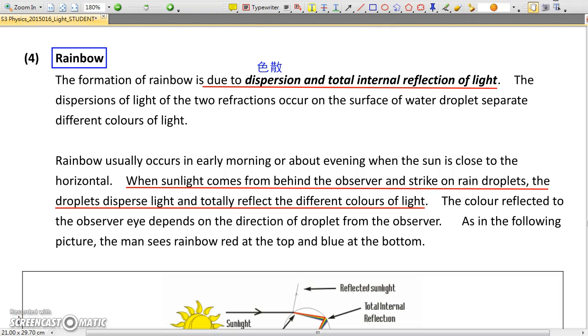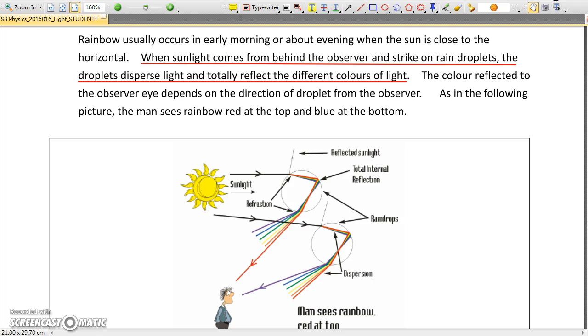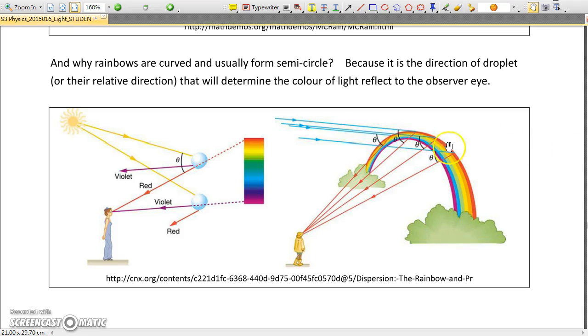The last application is called rainbow. A rainbow is produced by dispersion and total internal reflection of light. When sunlight from behind the observer goes into a rain droplet, the rain droplet disperses the light, which splits the light into different colors, and also reflects them by total internal reflection. When we stand still, different droplets will reflect different colors of light to our eyes, and so different colors appear at different angles, and that produces a rainbow like a semicircle.